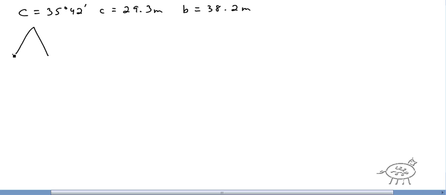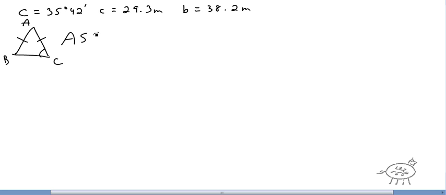All right, so let's do the next case here. Angle C is 35 degrees 42 minutes. Little c is equal to 29.3 meters. And little b is equal to 38.2 meters. So the first thing you're going to do is draw a picture. It's required. Even if you get the whole problem right, if you don't have a picture on your paper, you're going to lose 1 point. Okay, so we have angle C, we have side C, and we have side B.